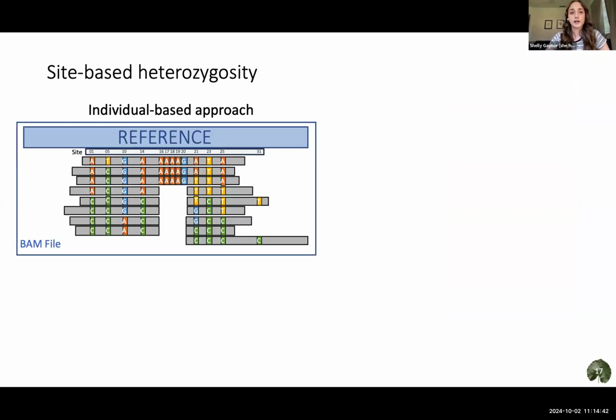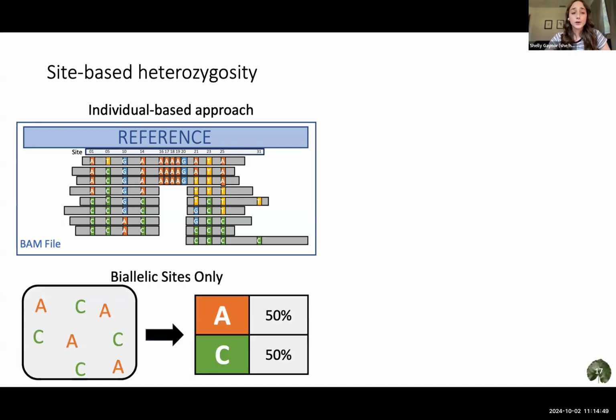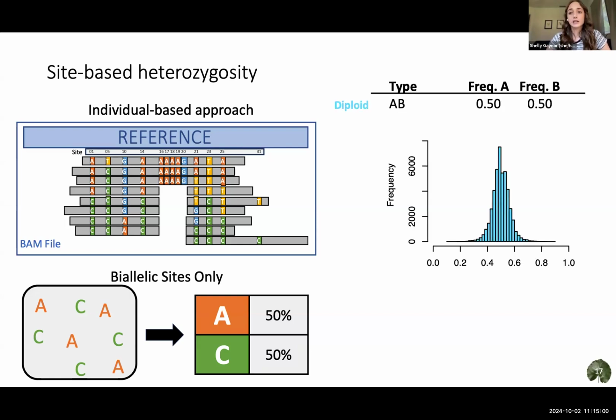So what is site-based heterozygosity? This is an individual-based approach, so you have sequence data mapped to a reference genome, and you pull out your biallelic sites. At a site where you have an A and a C, you expect to sample an even amount of A and C, so 50% of both. And this simple idea is what site-based heterozygosity is based on. So for a diploid where you have an AB for your heterozygote, you expect 50% of your reads to be A and 50% to be B. So you'll have this peak at 0.5.